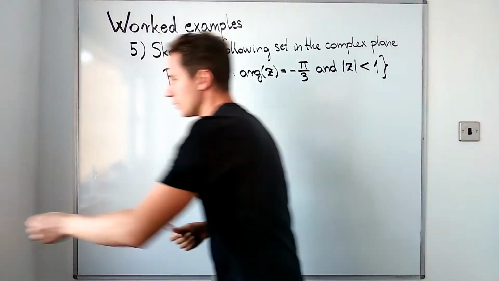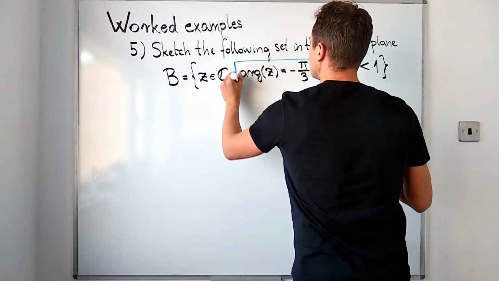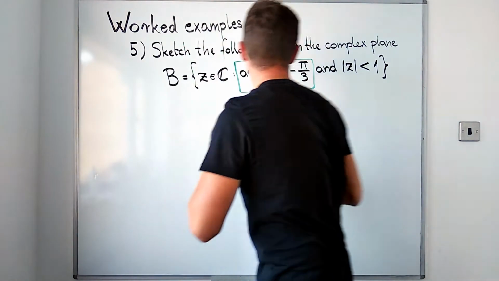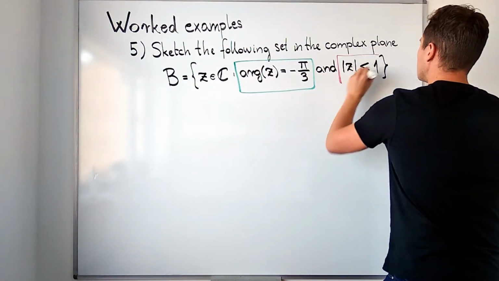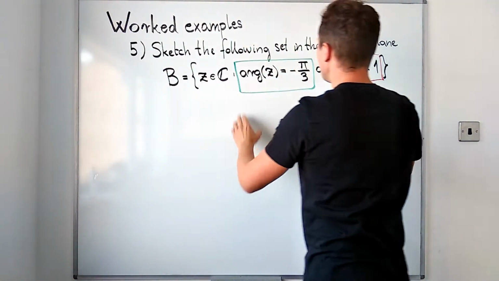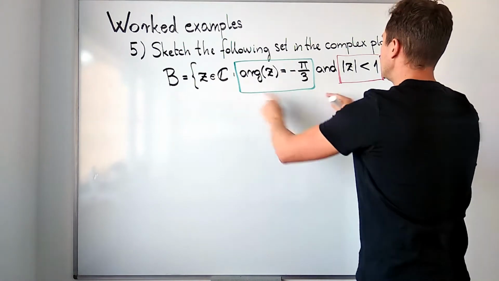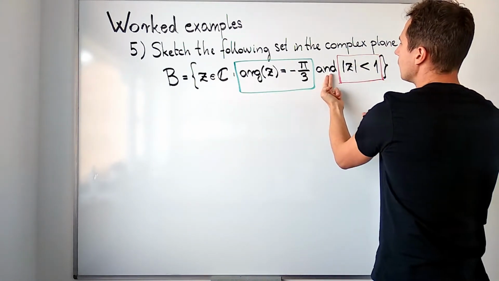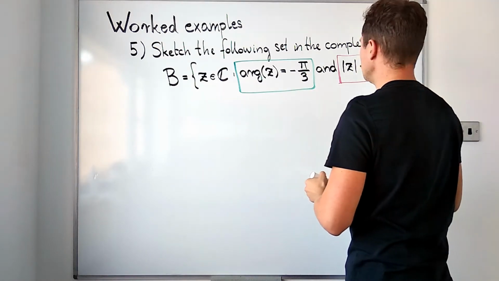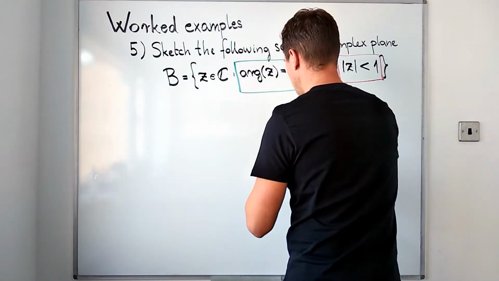So let's consider these two conditions, two constraints separately and try to sketch them in the complex plane. And what we have to do then is to take the two shapes that are defined by these constraints, and since both have to be satisfied, we have to take the intersection of these things. Okay, so let's do the sketch.